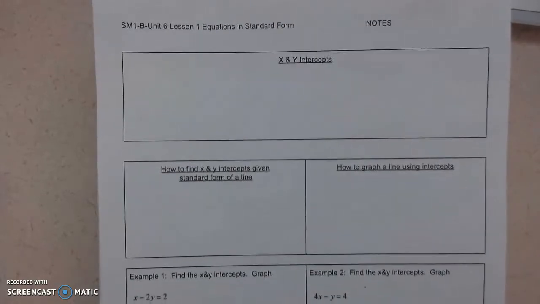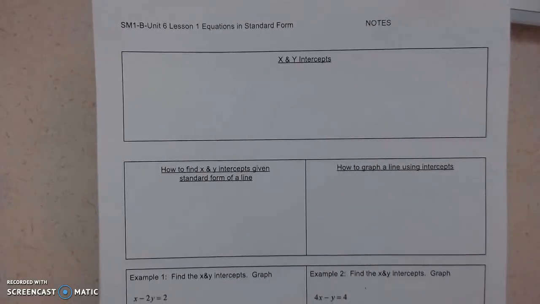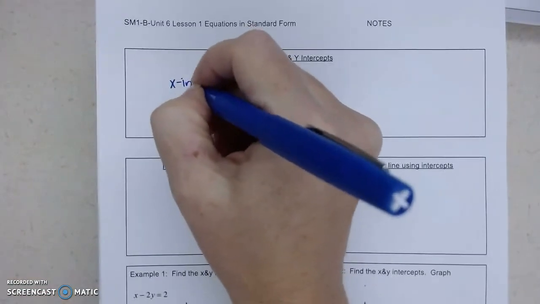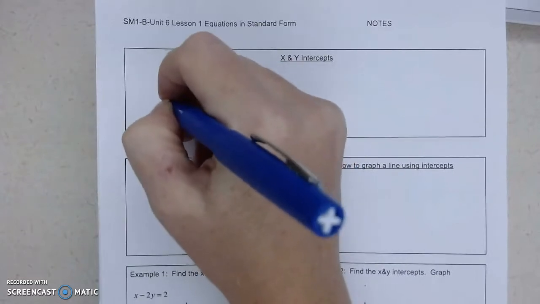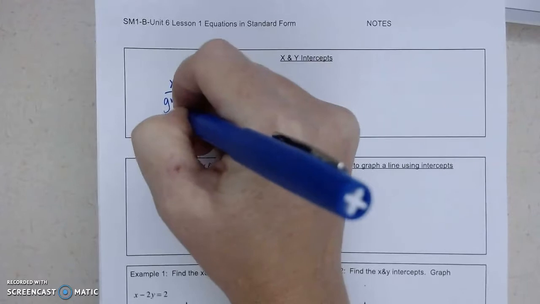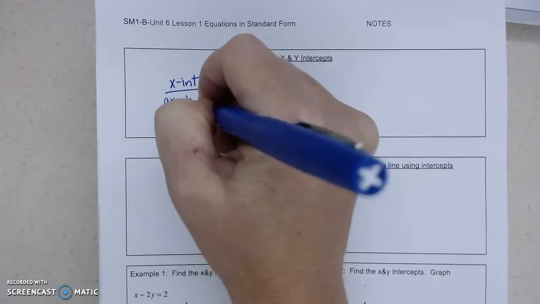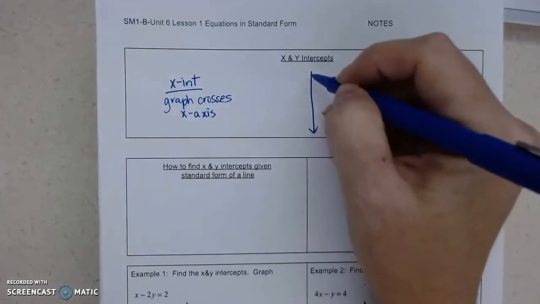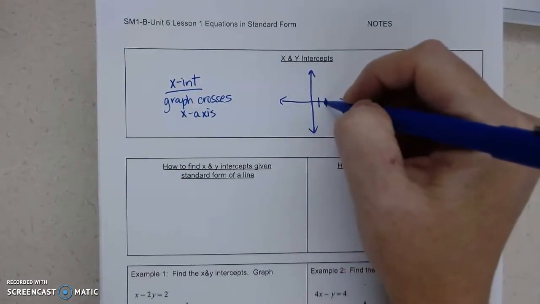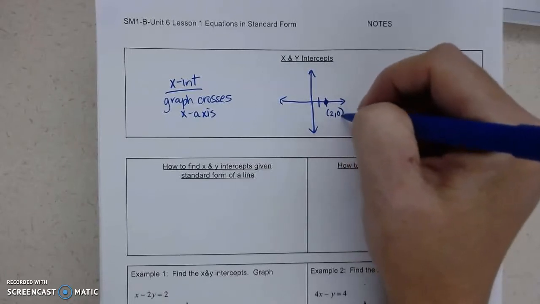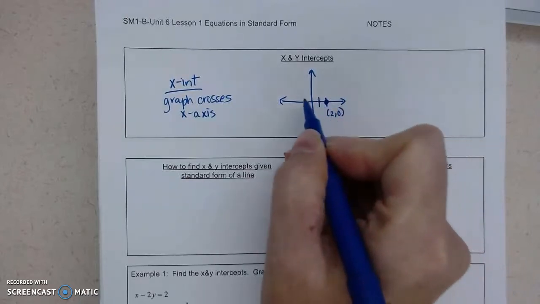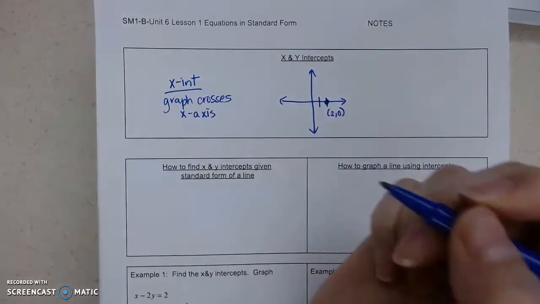Okay, let's talk about intercepts in Unit 6, Lesson 1. So, x-intercepts. The x-intercept is where your graph crosses the x-axis. So, if you're given a graph, I'm just going to make this one up. So that ordered pair would be 2, 0, and what you'll notice is that the y value is 0, and it's always going to be 0 on the x-axis.